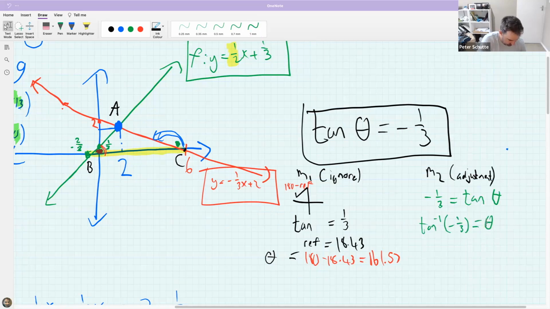And what do we get? Shift tan minus a third. We get minus 18.43.